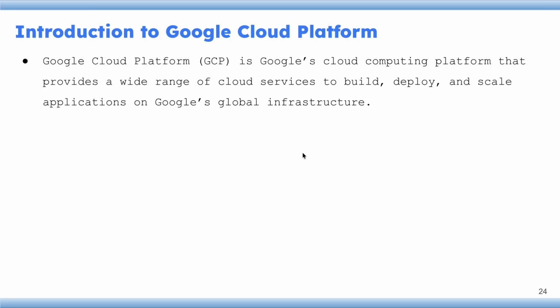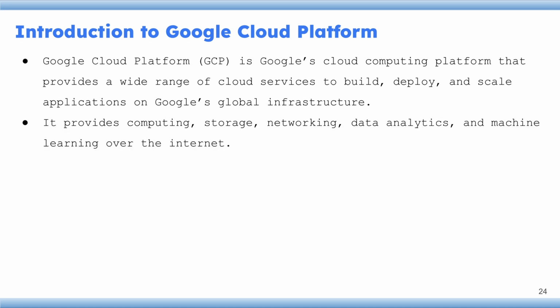So Google Cloud is a suite of cloud services hosted on Google's own infrastructure. Using this, you will be able to build, deploy and scale applications on Google's global infrastructure. Google Cloud Platform provides computing, storage, networking, data analytics, machine learning and security over the internet. It offers a wide variety of services and APIs, nearly 200 plus services that can be integrated with any cloud computing application or project, from personal to enterprise grade.